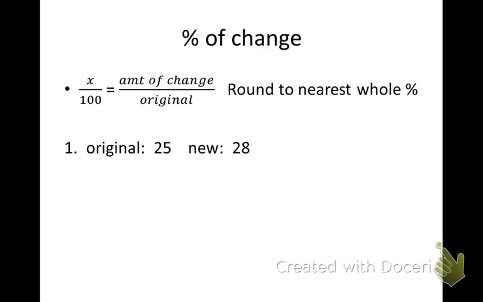Okay, today we're going to talk about percent of change. This should have been a big one that you worked on last year, so it's kind of a quick review of it, I would hope. But we're trying to find a percent. We know percent means out of 100, so we're always going to start with x over 100. The amount of change goes on top, and it always goes over the original. And today we'll be rounding to the nearest whole percent if we need to.